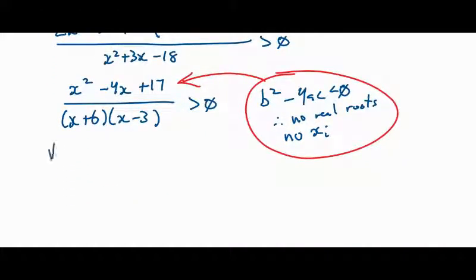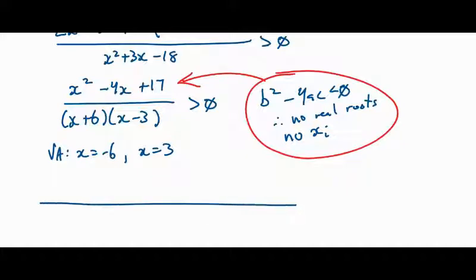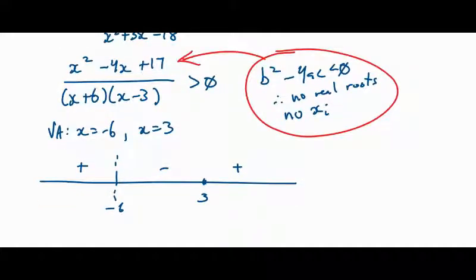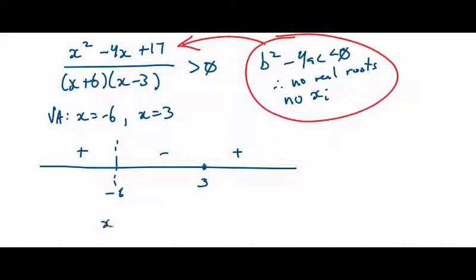So I have a vertical asymptote at x equals -6 and x equals 3. It works out to positive, negative, positive. And I get my solutions. When is this greater than 0? Therefore, x less than -6 and x greater than 3, because it's just greater than.